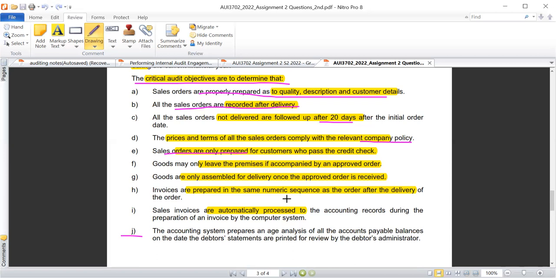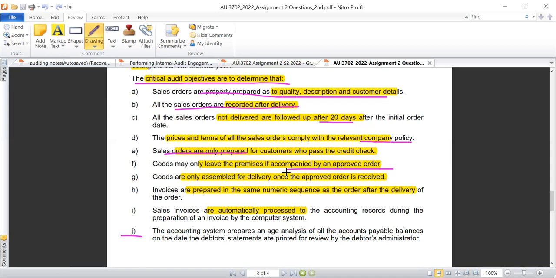So if I look at number F, we are told goods may only leave the premises if accompanied by an approved order. So what is the risk there? So there's a risk that goods may actually be delivered to customers without supporting sales orders, right? So in other words, that's theft right there. So the risk is theft of inventory goods.